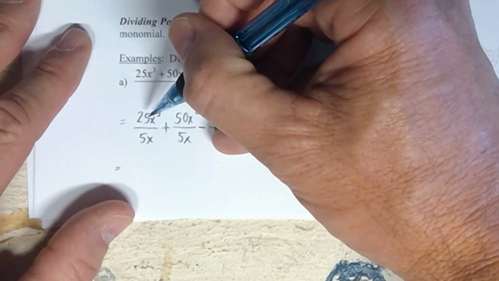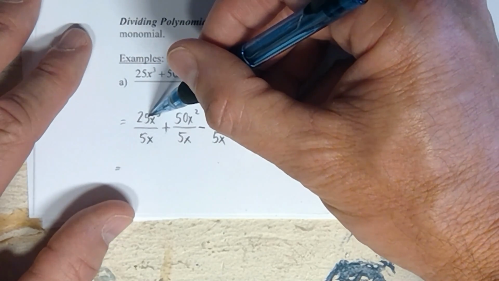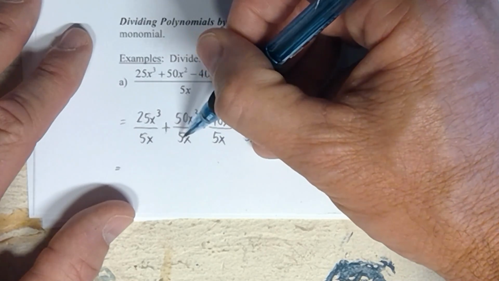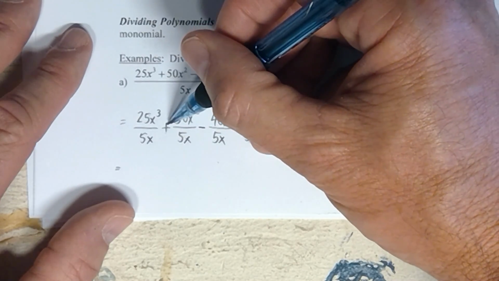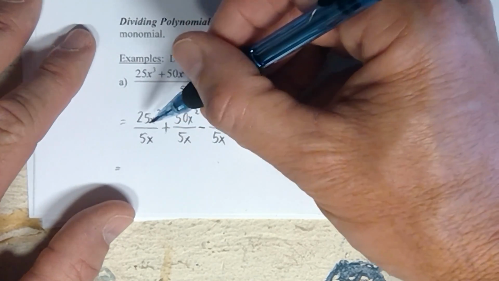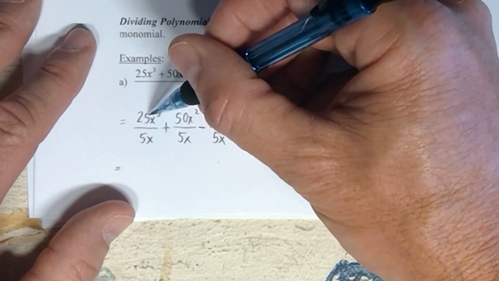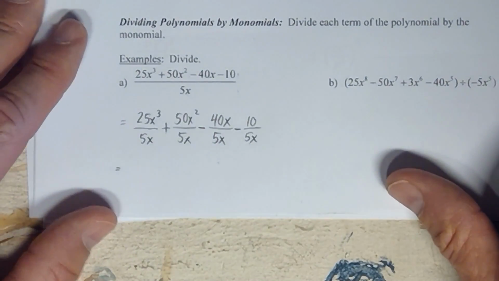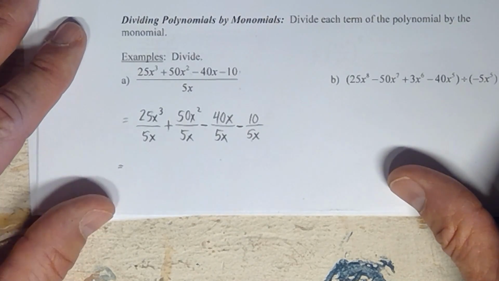I can't cancel, for example, the 25 with this 5 over here because I'm crossing from one fraction to the next with a plus in between, not multiplication. But I can reduce the 25 and the 5 because they're in the same fraction. So stay within the same fraction. Put each one of these fractions in lowest terms.